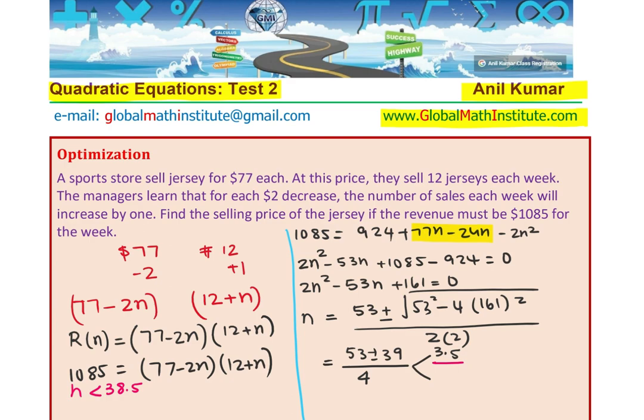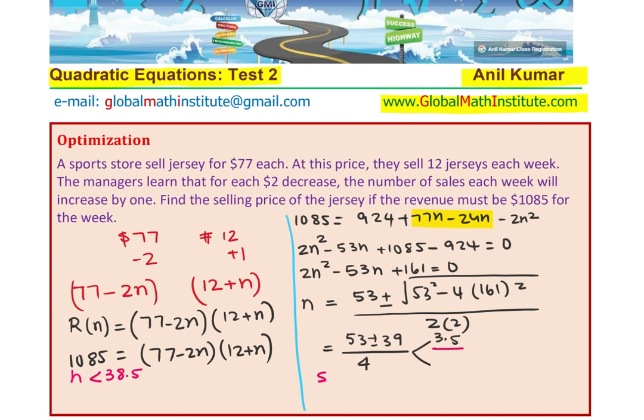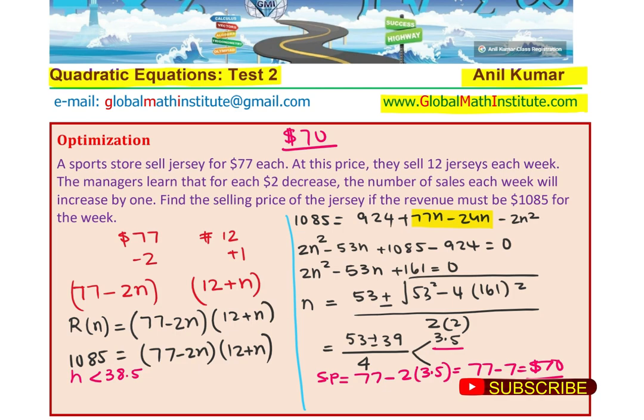So find the selling price. The selling price will be 77 minus 2 times 3.5. Is that okay? Which is 77 minus 7, which is $70. So we get the selling price of $70 for a revenue of 1085. Make sense? So that is how you're going to answer this particular question.